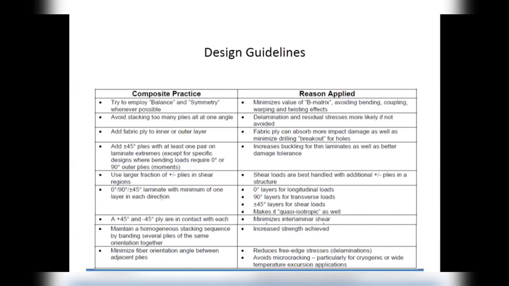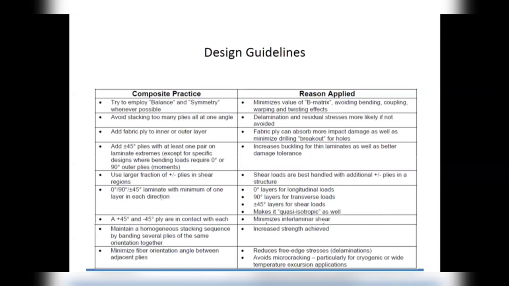Now, don't just use plus minus 45, 0, and 90 as the only plies, because then you get a quasi-isotropic stacking sequence. And the whole point of using composites is to get creative and be able to exploit how much strength you can get out of them. Quasi-isotropic is basically black aluminum. You're getting the same properties in every direction, so you may not get the weight savings you were hoping for.